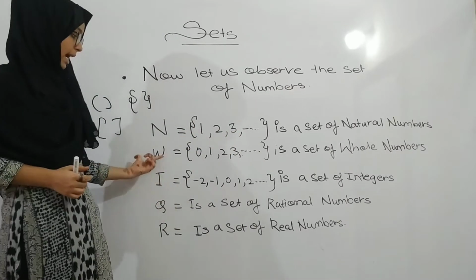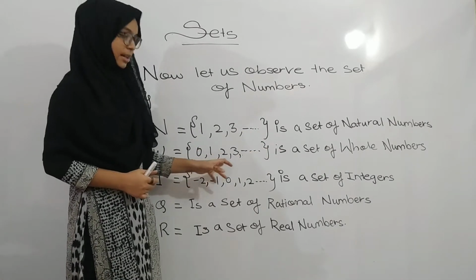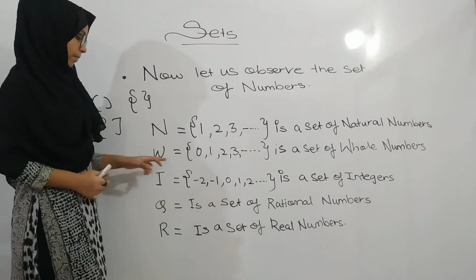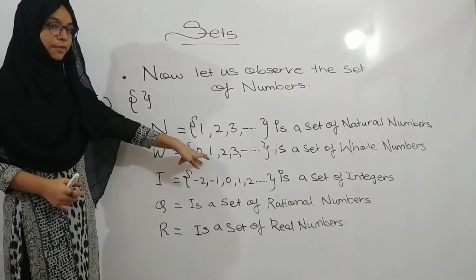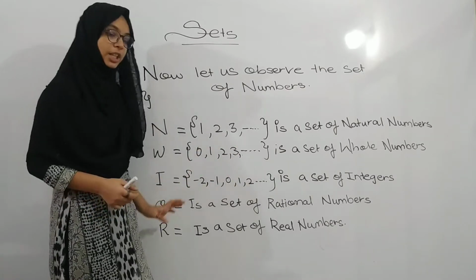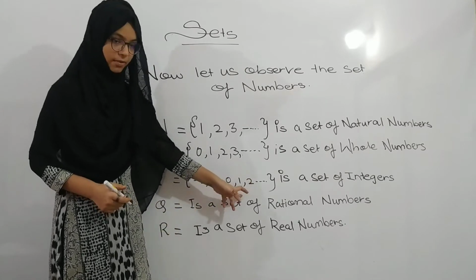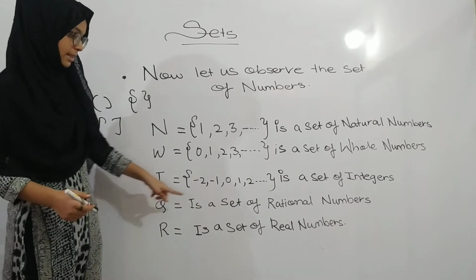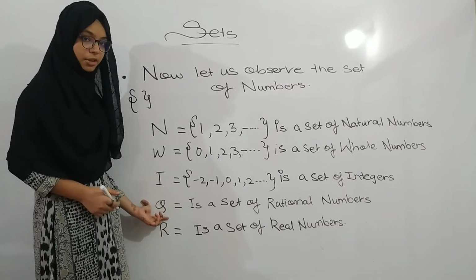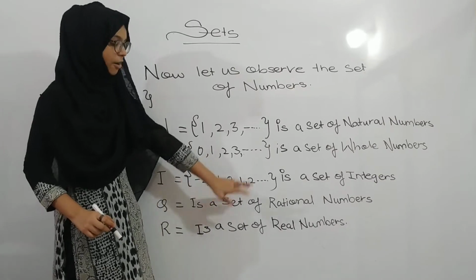And W, capital W, is a set of whole numbers: 0, 1, 2, ... Whole numbers include 0 also. That's why the whole numbers start from 0. It is a set of whole numbers. Now capital I is a set of integers, which include 0, negative numbers and positive numbers. Q is a set of rational numbers. We use capital Q for rational numbers, and capital R is a set of real numbers.